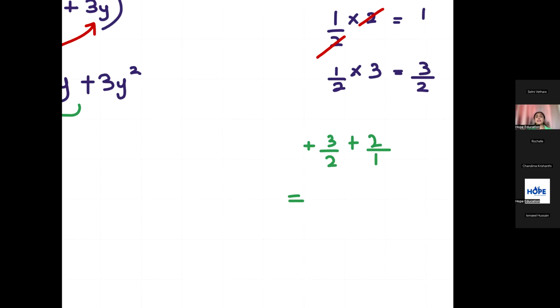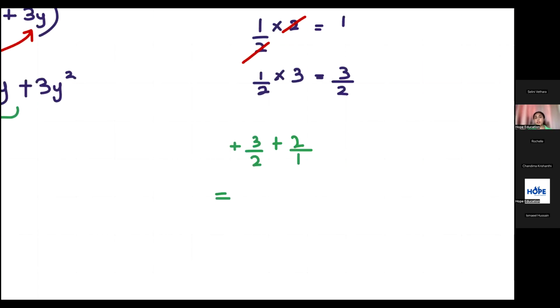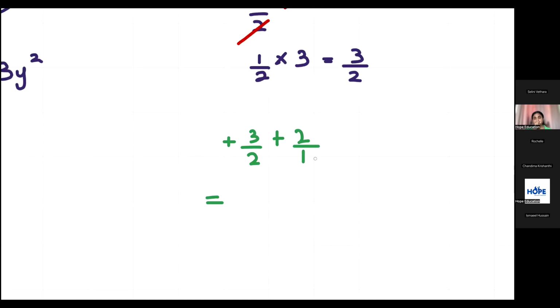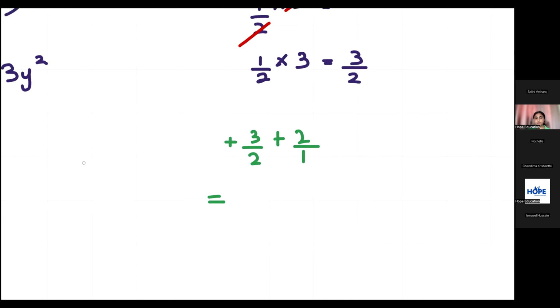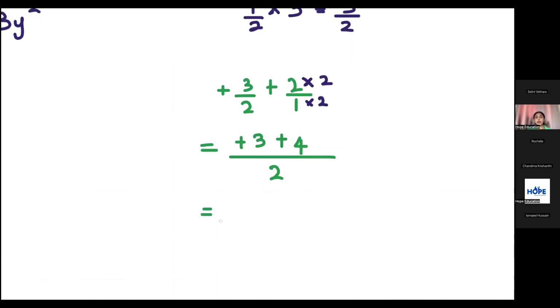Yes, we make the denominator equal. That means we are going to get the common denominator. Here there is 2, here there is 1. So the common denominator should be 2, no? So I multiply this by 2, and I also have to multiply this by 2. So here 3 plus 2 times 2 is 4. 3 plus 4 is 7. 7 divided by 2, and that is the answer.